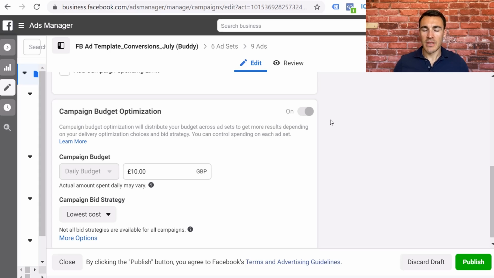a Facebook ad campaign. So let's say you've got a Facebook ad campaign that's delivering good results, it's delivering a profitable cost per result for you, and you want to very naturally increase the budget, you want to scale it. How do you go about doing that?